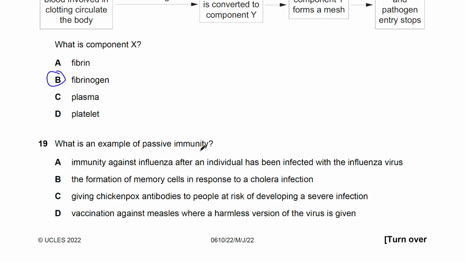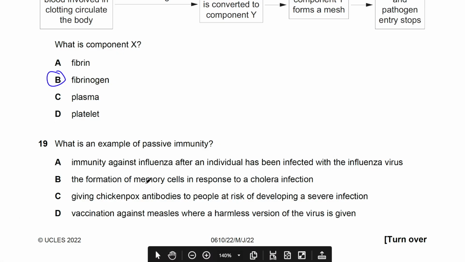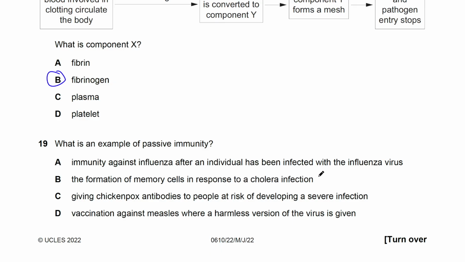Passive immunity means we will receive ready-made antibodies. A. Immunity against influenza after an individual has been infected with the influenza virus. This is active immunity, sure, because the body will do the work. B. The formation of memory cells in response to a cholera infection. Again, the formation means the body does the work, so it's active.